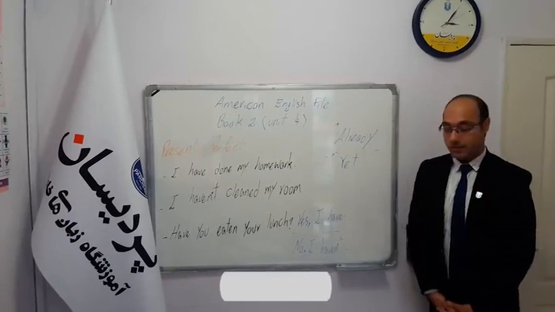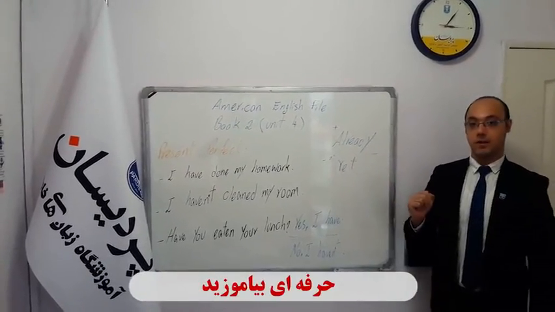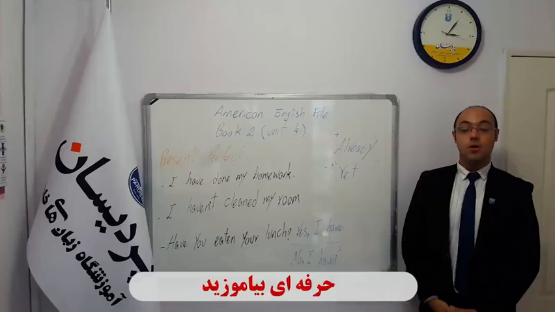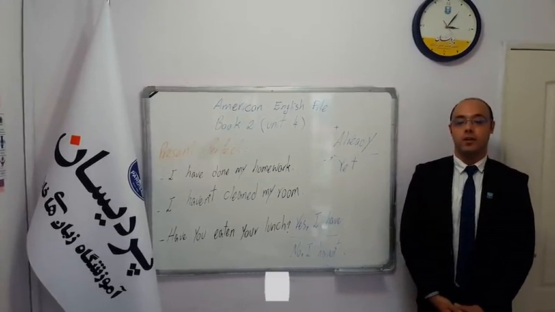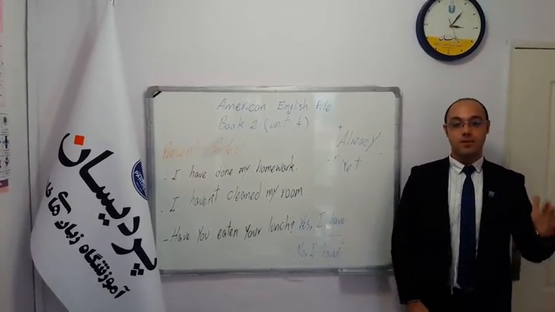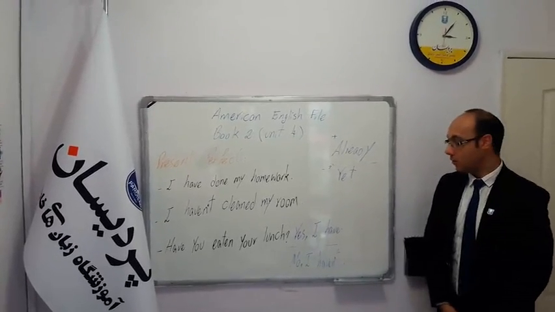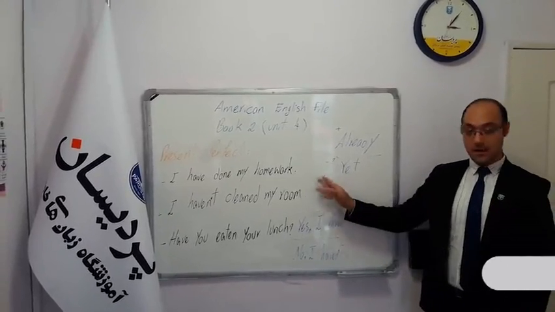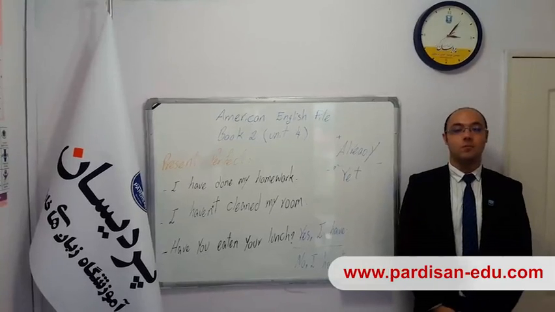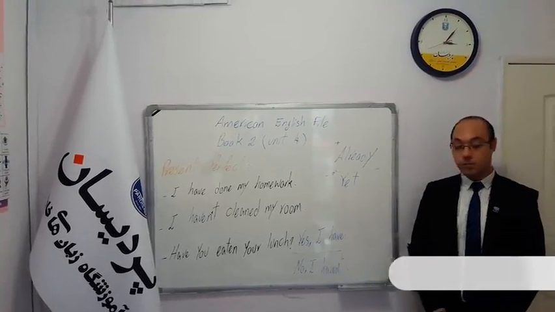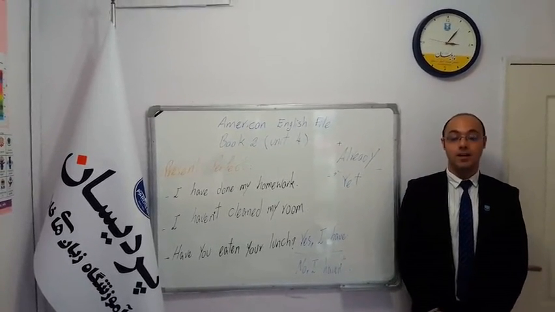Another point about present perfect is that we can use two words already and yet with present perfect. We use already in positive or affirmative sentences. For example, I have done my homework. We use already between auxiliary have and our verb done. I have already done my homework. On the other hand, we use yet in negative form and question forms. For example, I haven't done my homework yet. Or for question form, have you done your homework yet? Yes, I have. No, I haven't.